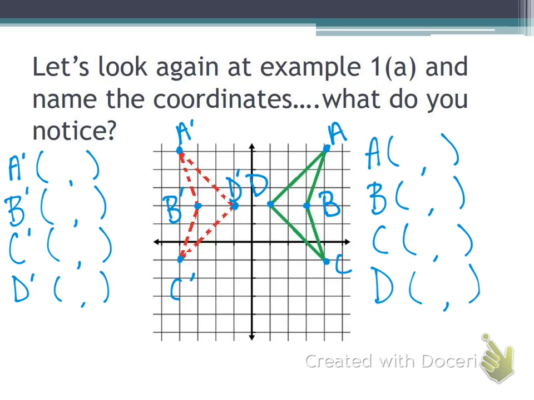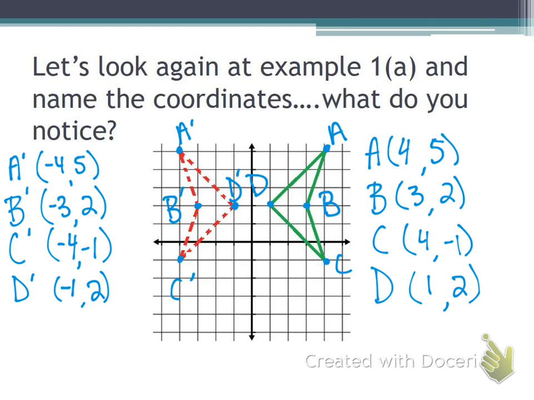All right, where is point A? 4, 5? What about point B? 3, 2. C? 4, -1. And D? 1, 2. What about A prime? -4, 5. B prime? -3, 2. C prime? -4, -1. And D prime? -1, 2. What do you notice?